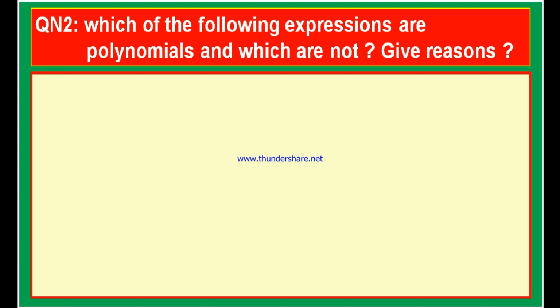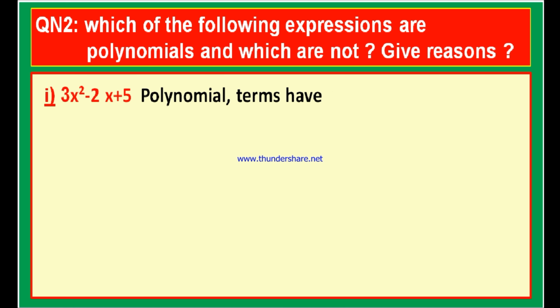It means in any expression, if the exponent of the variables is a non-negative integer, non-negative integer means the exponent may be 0 or the exponents may be 1, 2, 3, 4, etc. like this. Such expressions are said to be polynomials. Understood? In any expression, if the exponent of the variables is a non-negative integer, then the expressions can be called as polynomials. Here is the first bit.